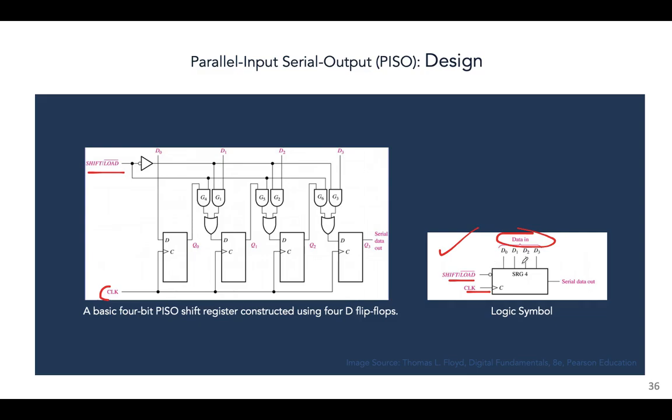Data, all the bits will be loaded simultaneously, and this is the output line. Again, this is for a 4-bit register. If you had an 8-bit register, the number of data input lines would have increased, but the output line, because this is serial output, so we only need one output line.